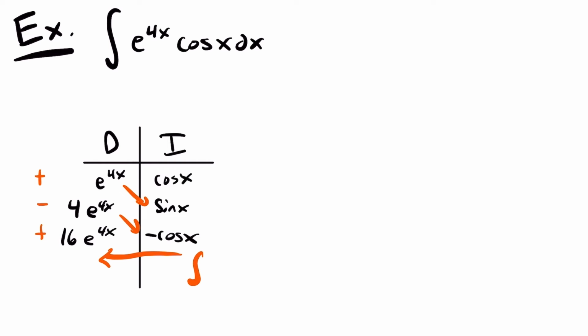That's going to be our last term. And so here's what that looks like. This integral will be equal to positive e to the power of 4x times sine x. So we'll have e to the power of 4x times sine x. And then our next term will be negative 4 times e to the power of 4x times negative cosine x. And so those negatives will cancel out, and we will be adding 4 times e to the power of 4x times cosine x. And then the last term will be the bottom two parts multiplied together and integrated.